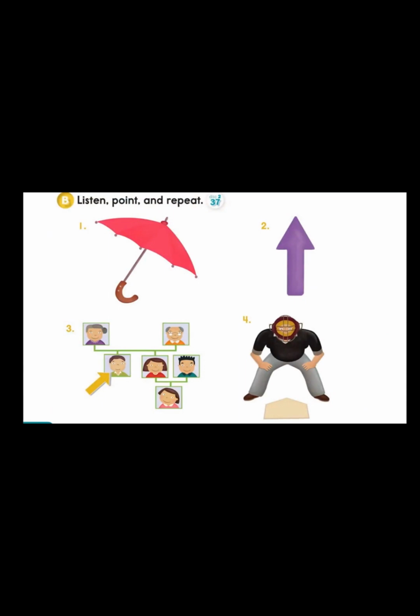Page 68. B. Listen, point, and repeat. 1. Umbrella. 2. Up. 3. Uncle. 4. Umpire.